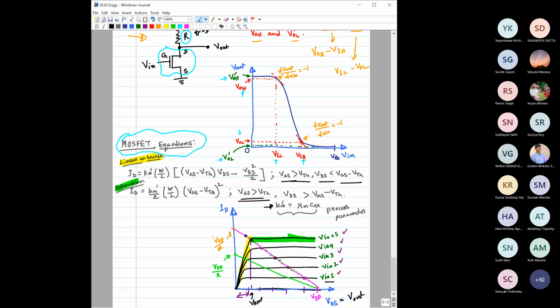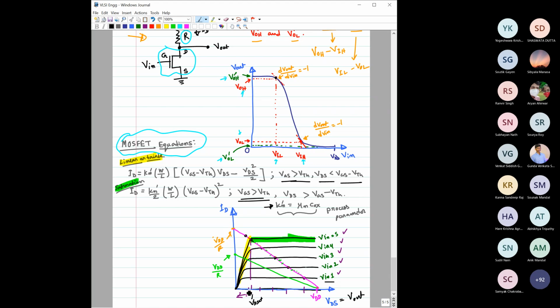Now let us go to the analysis part and see how we can find these points. Let us say we have to find, first, this point, VOH. So tell me, how do you find VOH? dV out by dV in equals minus 1. And how do you find dV out by dV in? By KVL. Okay, very good.